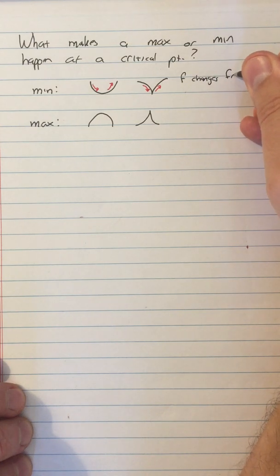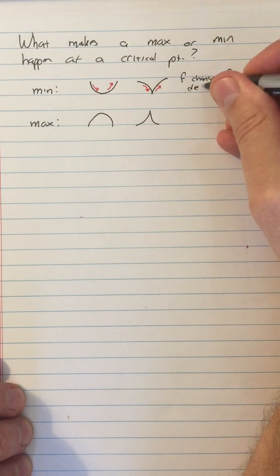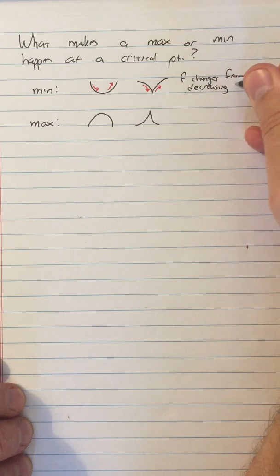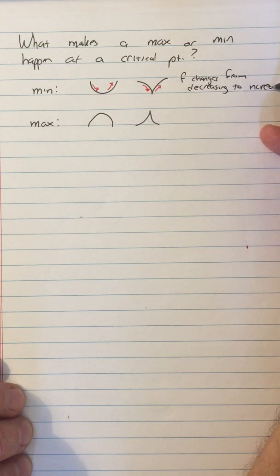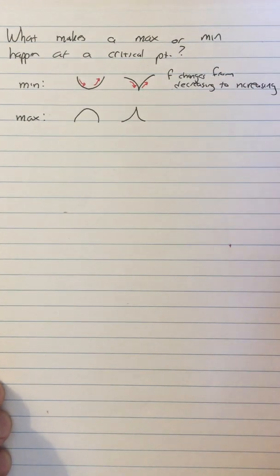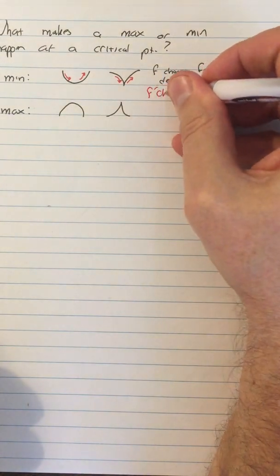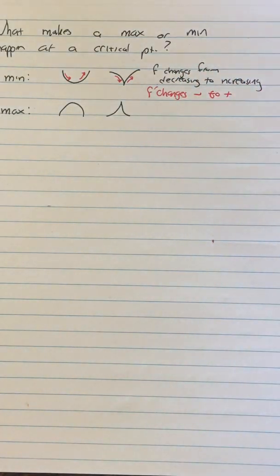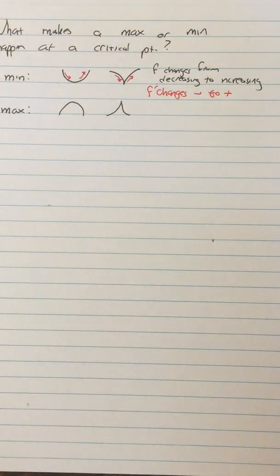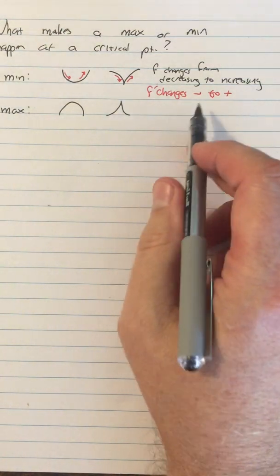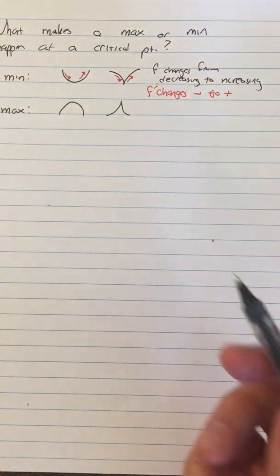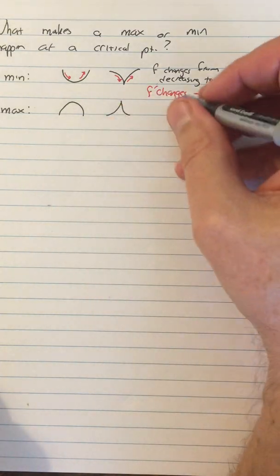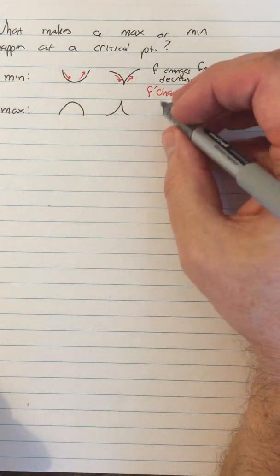F changes from decreasing to increasing. So if you think about how f is related to f prime, that means that f prime changes negative to positive, which we've already talked about in the graphing context, right? So we already know that if f prime changes negative to positive, then f has to have a min. And we can really take advantage of that now analytically instead of just graphically.